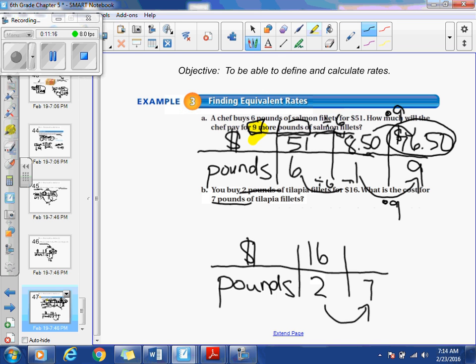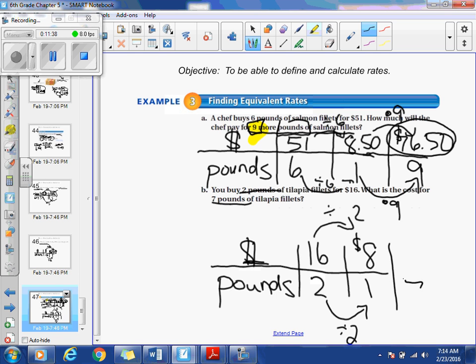But from 2 to 7 is not easy to do. 2 times 3 is not 7. 2 times 3 is 6. 2 times 4 is 8, so we skipped right over it. So one thing you could do is find a unit rate first. Find out how much 1 pound costs. So we're dividing our number of pounds by 2. We're dividing our costs by 2. We get $8 for 1 pound.